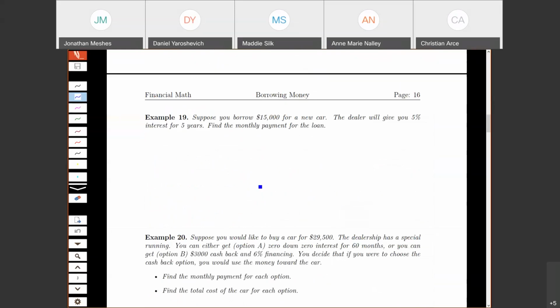Okay, so let's look at an example. Suppose we borrow $15,000 for a new car. So if the amount I want to borrow is $15,000, then P equals 15,000. And the dealer will give you 5% interest, so our interest rate is 0.05, for 5 years, so T is 5 years. Find the monthly payment for the loan. So we want to find the payment. And since it says monthly payment, that lets me know that N is 12.